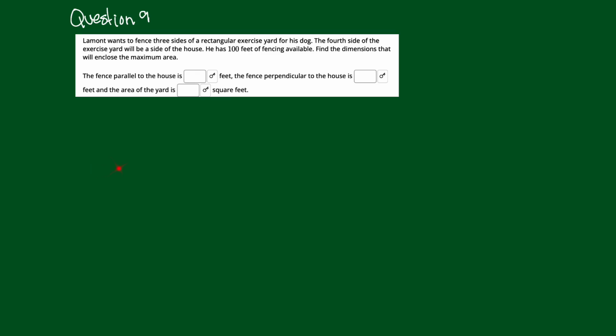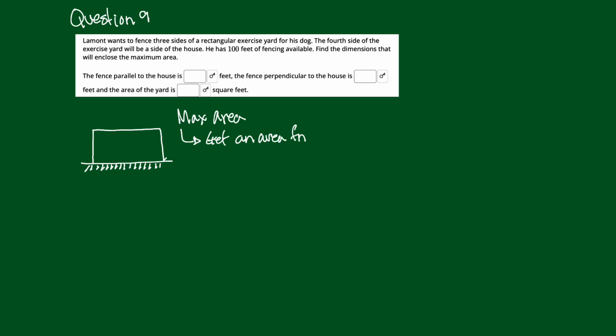Let's draw the side of the house. This will be the side of the house, and then the rectangular area that he wants to enclose will be right here. Now, what we want to do is maximize the area. So what I do when I do these problems, I write down what I want to do. I want to maximize the area. Now, I don't have an area function, right? There's nothing in this problem that says what the area is. So what this tells me is that I have to get an area function.